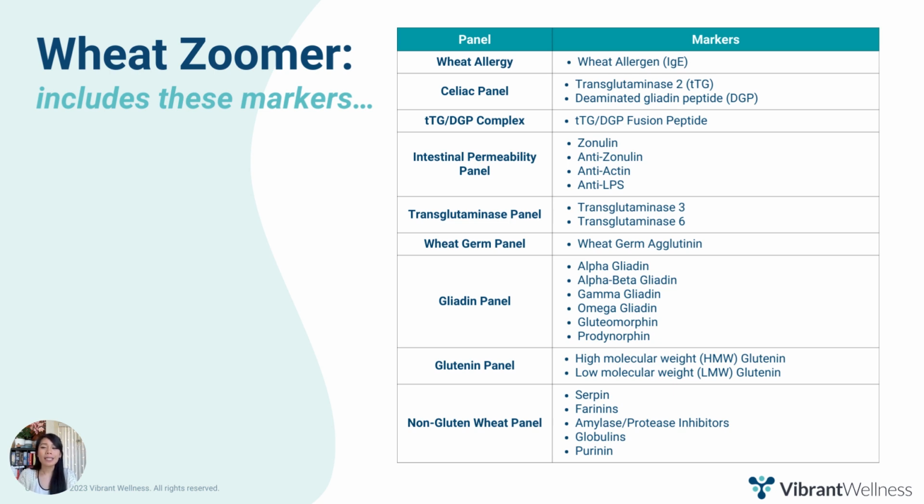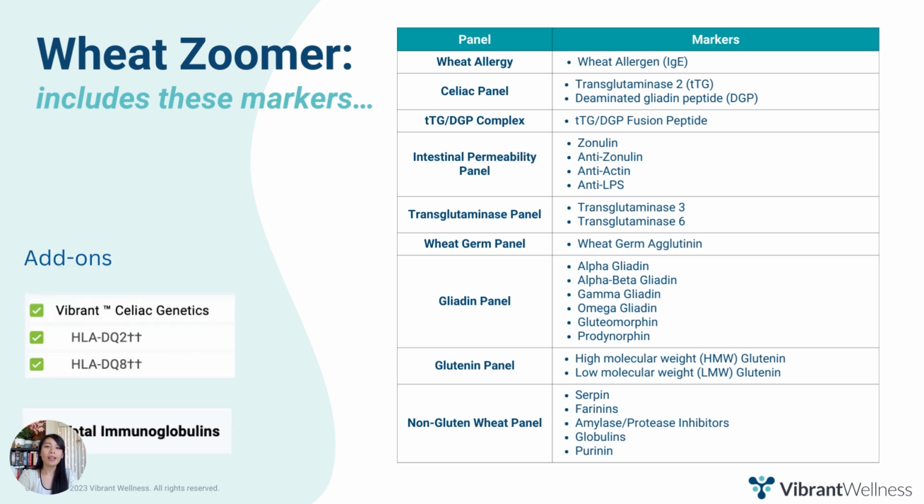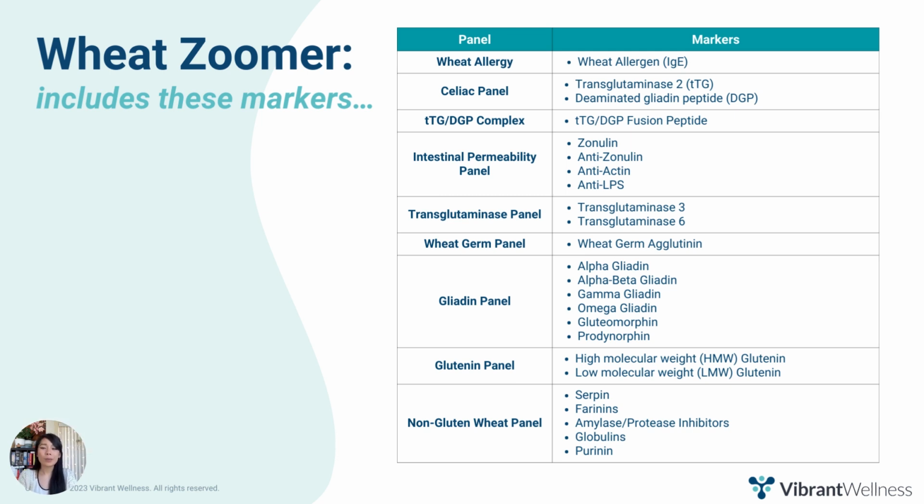Now that we're well-versed in distinguishing between whole proteins on the food sensitivity test and peptides on the Food-Zoomer test, here's what the Wheat-Zoomer results will showcase. On the screen, you'll view all the markers that the Wheat-Zoomer includes without any additional add-ons. Add-ons would be things like the Celiac Genetics Panel or total Immunoglobulins, which is currently a free add-on to any antibody test like the Wheat-Zoomer. In essence, the Wheat-Zoomer is like 9 tests packed into one. It encompasses everything from IgE to celiac markers to intestinal permeability markers. This provides a comprehensive spectrum of possible reactivities to look over, giving you a more precise overview of your patient's results.